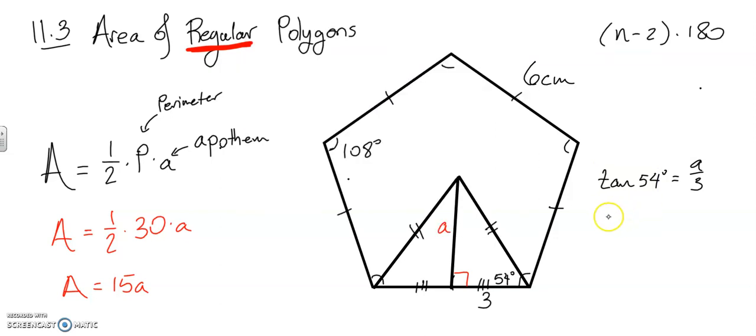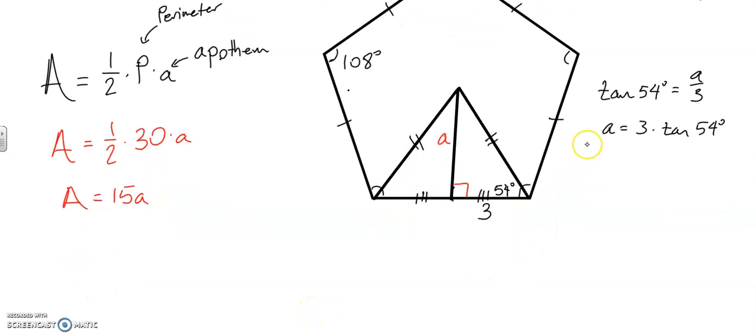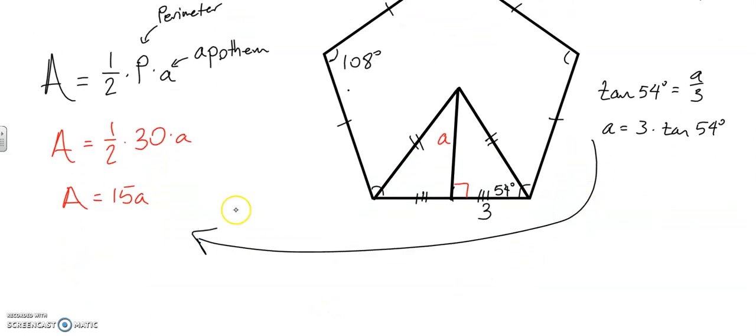Which means that A is equal to 3 times the tangent of 54 degrees. So we can plug that into our equation here on the side. We see that the area of our pentagon is going to be 45 times the tangent of 54 degrees.